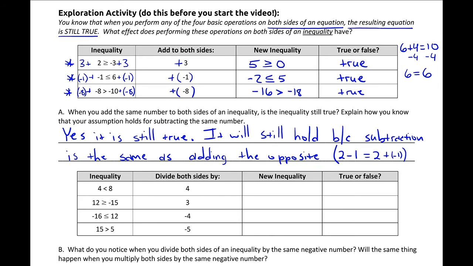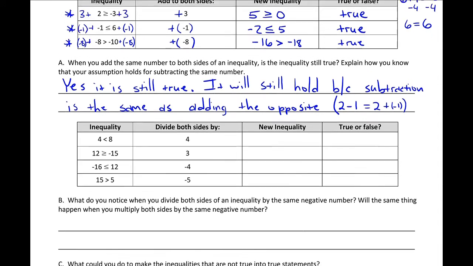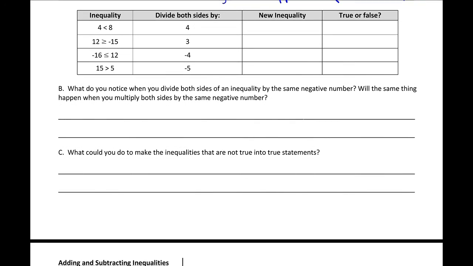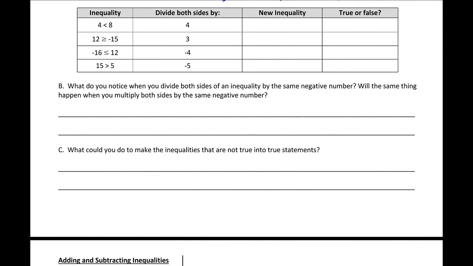Okay, well, let's look at division. Let's see if things still hold true with division. So we have 4 is less than 8, and I want to divide both sides by 4. So if I divide both sides by 4 here, I get 1 is less than 2. That's a true statement. 1 is less than 2.